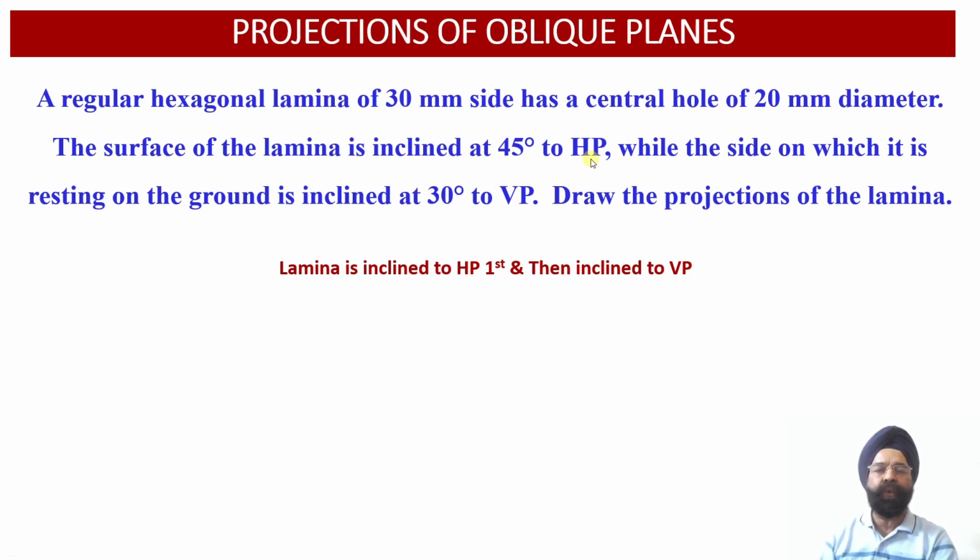And when we look at this lamina from the front side, we are going to observe the edge view projection of this lamina obtained on the horizontal plane, because this lamina is contained by the horizontal plane. Why? Because one of the sides of this particular lamina is resting on the ground. So to begin with, this lamina will be contained by the horizontal plane.